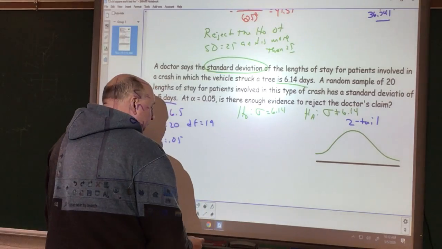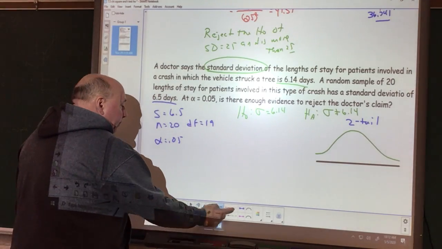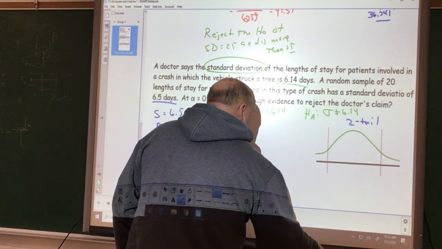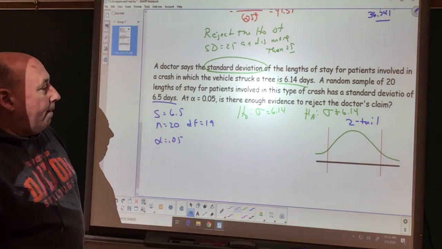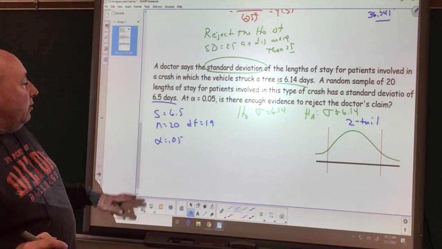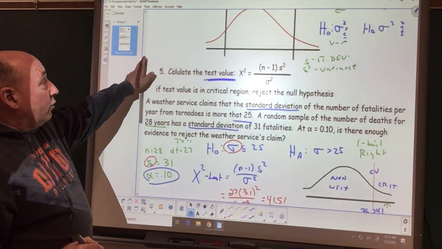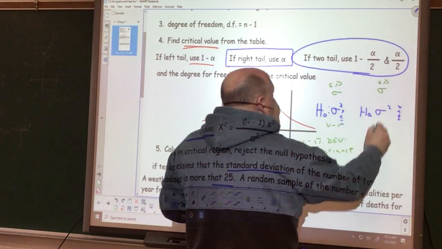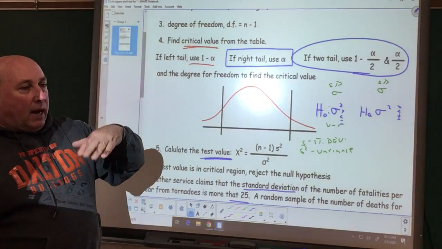once again, I know it's not a chi-square curve, but that's okay. Get my two tails in. Need to find critical values. For critical values for a two tail, once again, I suggest just write this on your chi-squared table. Write it down at the bottom.